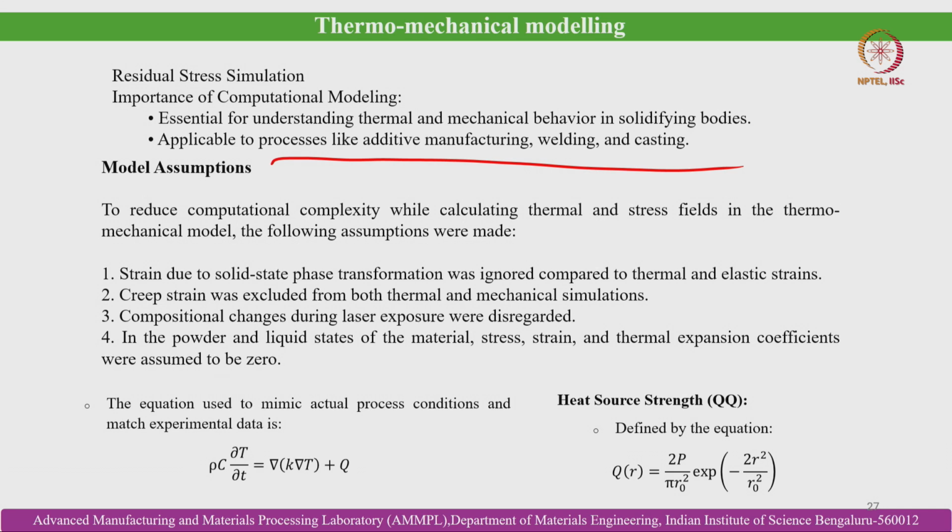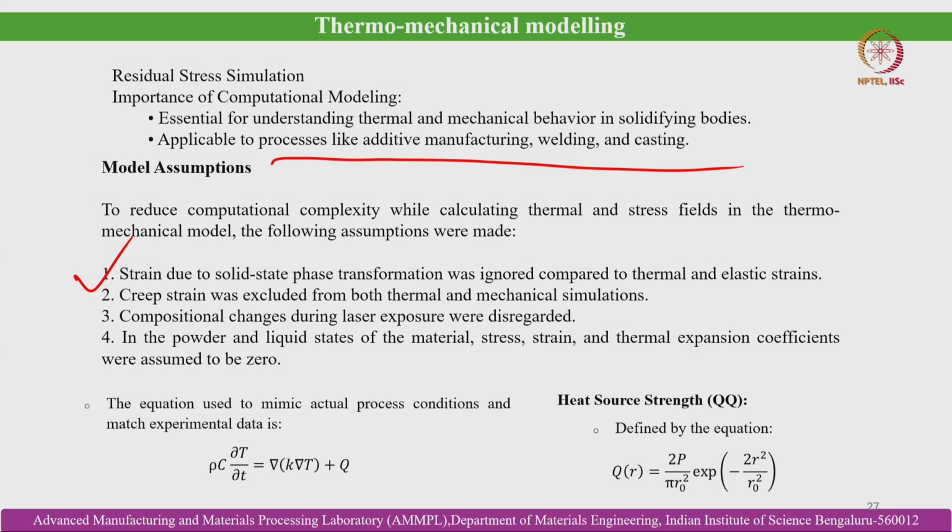So, what are the model assumptions? To reduce computational complexity while calculating thermal and stress fields in the thermomechanical model, the following assumptions are generally made. Number 1, strain due to solid state phase transformation was ignored compared to thermal and elastic strains, and creep strain was excluded from both thermal and mechanical simulations, and compositional changes during laser exposure were disregarded. This is a typical example shown for the additive manufacturing problem, and in the powder and liquid states of the material, stress, strain and thermal expansion coefficients were assumed to be 0.